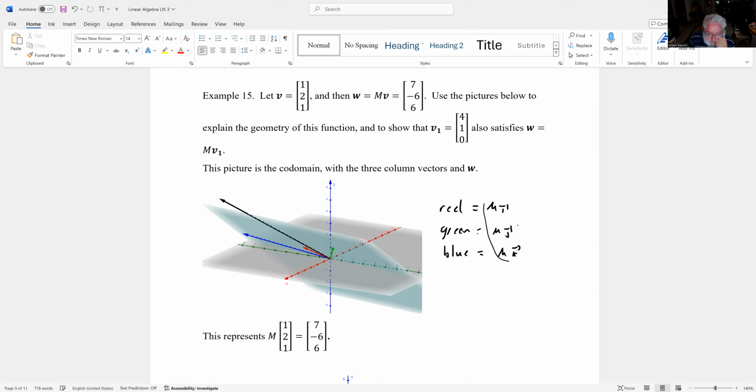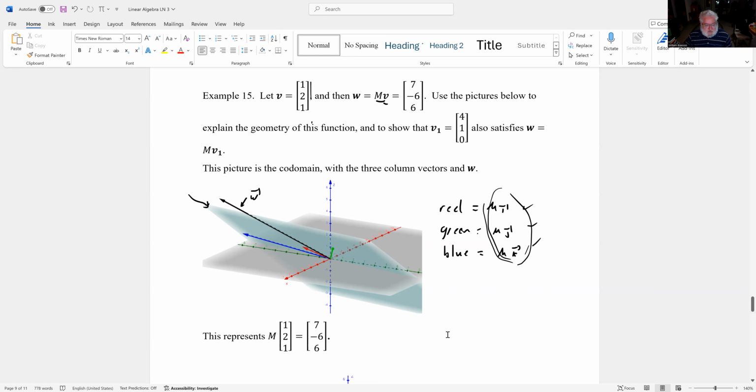And all three of these vectors lie in this one plane. And so when we take m times the vector 1, 2, 1, we get another vector, the black vector. This is W. But that's a linear combination of these three. The span of these three is this blue plane. So this black vector lies in that blue plane as well.